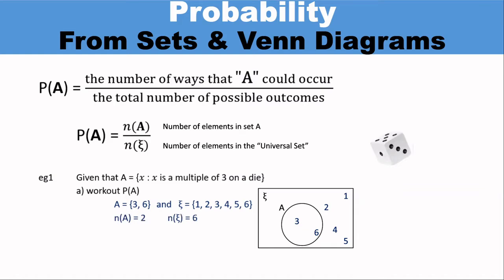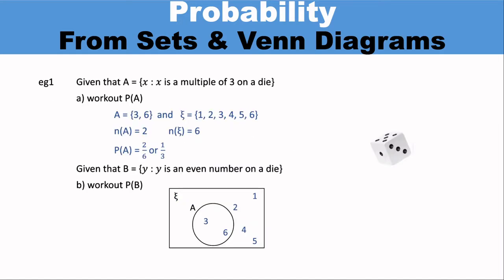So the number of elements in A is 2, the number of elements in the universe is 6, so the probability that A occurs, that is the probability that we roll a multiple of 3 on a die, is 2 over 6, or that simplifies to 1/3 by dividing both the numerator and the denominator by a common factor. 2 divided by 2 gives me 1, and 6 divided by 2 gives me 3.